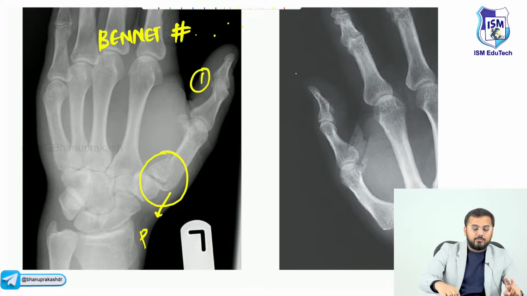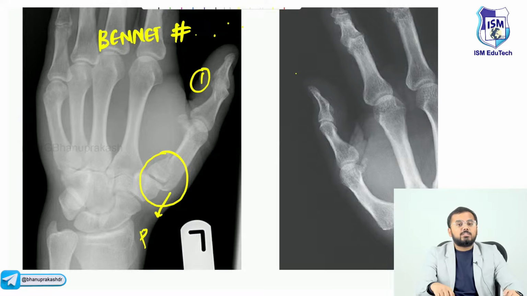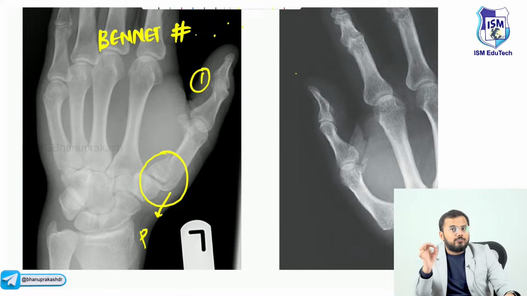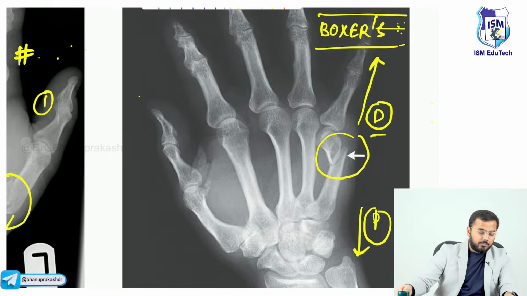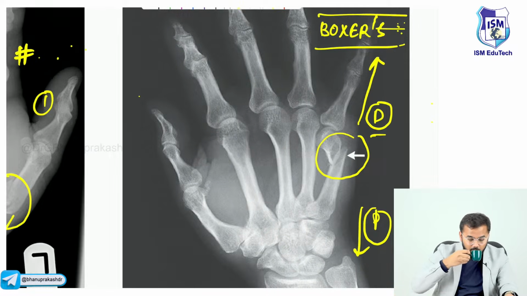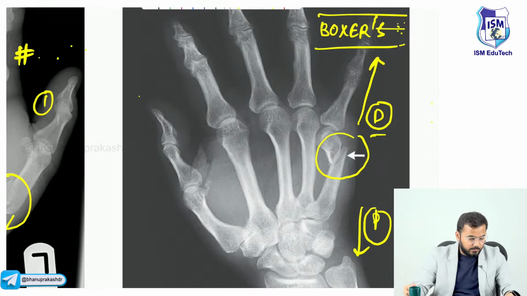So there are two important fractures which you need to know. If there is a fracture to the base of the first metacarpal, clearly telling again, base of first metacarpal पे fracture हुआ, that is called Bennett fracture. If there is a fracture to the distal end of the fifth metacarpal, that is called Boxer's fracture. All of you understood whatever I've told you now? Yes or no?